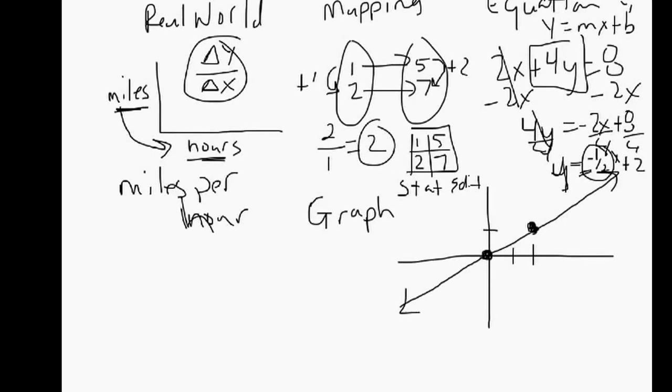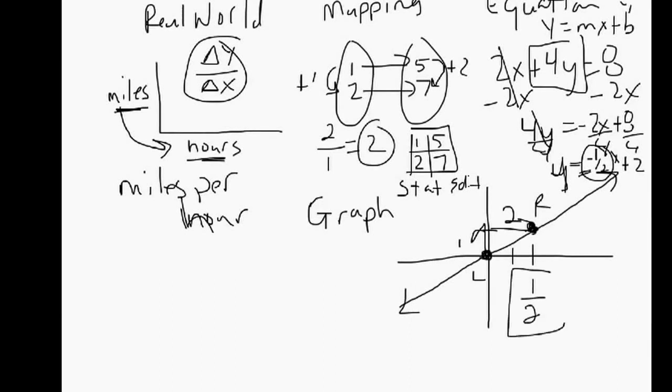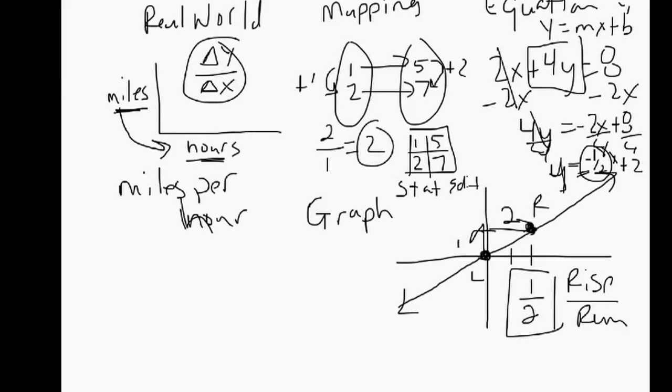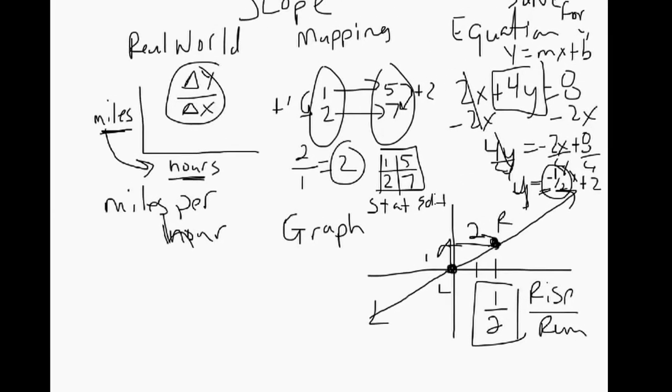If I have a graph, we always start on the left point and count to the right point. We get in the elevator, we go up 1 over 2. 1 over 2 is our slope. It's always rise over run. I rose 1, ran 2. If I rise down, go down, then we would use a negative number.